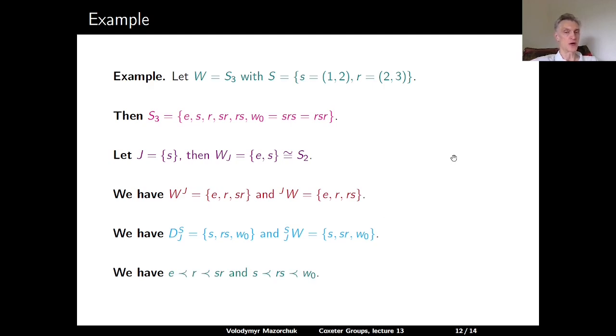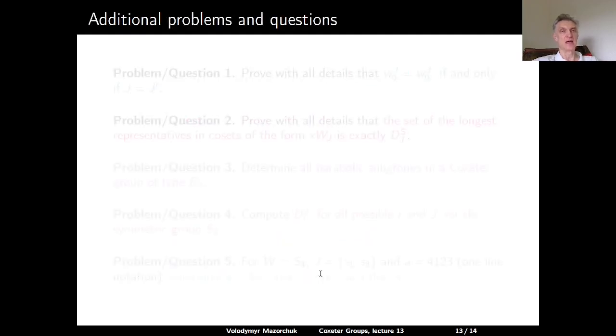And as for the Bruhat order on the shortest and longest representatives, in this case we always have a chain. The identity is Bruhat smaller than R, and R is Bruhat smaller than SR, due to the subword property. And similarly, S is Bruhat smaller than RS, and RS is Bruhat smaller than W0. So we see that the Bruhat order on shortest representatives and on longest representatives, these two are isomorphic as posets. Some additional problems and questions at the end.